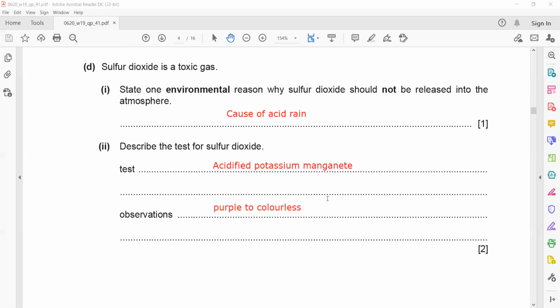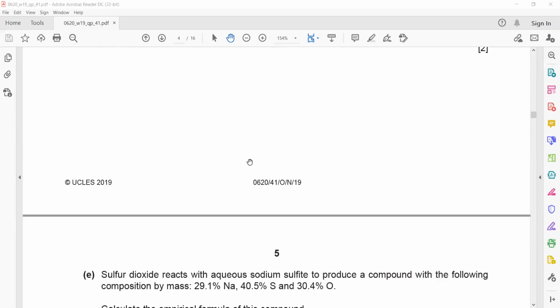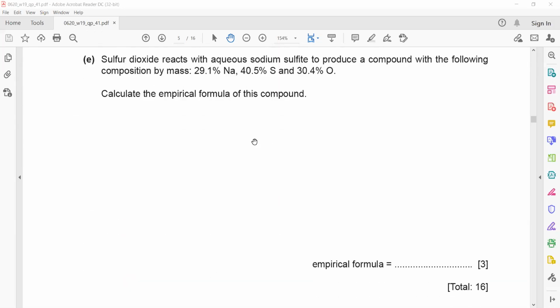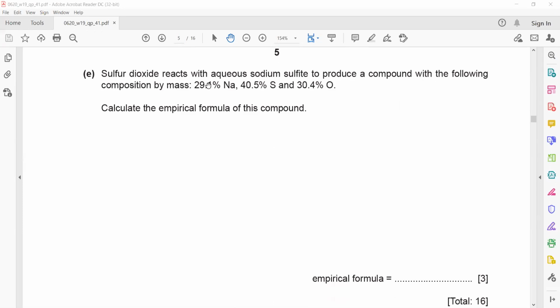Sulfur dioxide reacted with sodium sulfide to produce a compound having the following composition. So this compound contains sodium, sulfur, and oxygen. The compound contains 29.1% sodium, 40.5% sulfur, and 30.4% oxygen. The total sum should be 100. So when you add them, it will be 100.